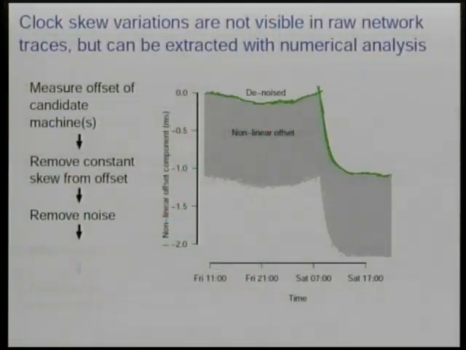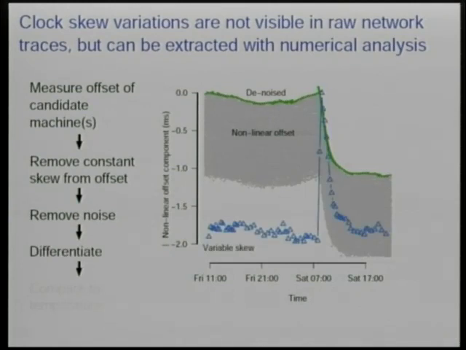So, as before, I try to remove this noise by drawing a line over the top. This time, it should be a curve, but it's much simpler to take a number of segments and overlap them. So there's one, there's another one. And in order to actually find out what the skew is, it's the slope of this line. So if I differentiate it, I get this kind of graph.